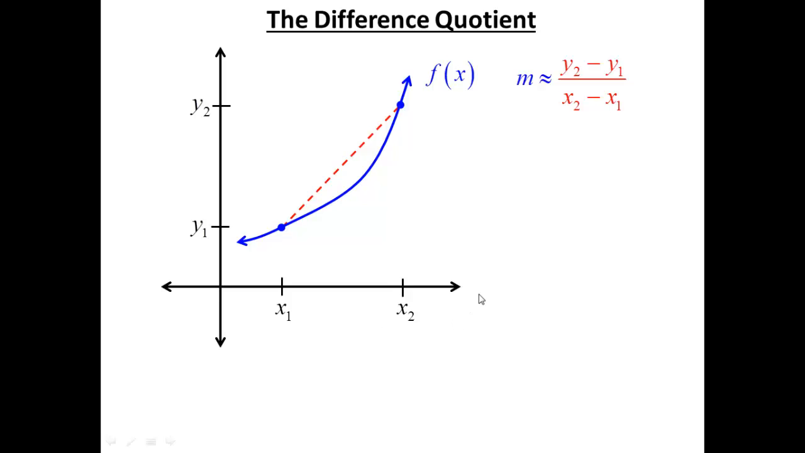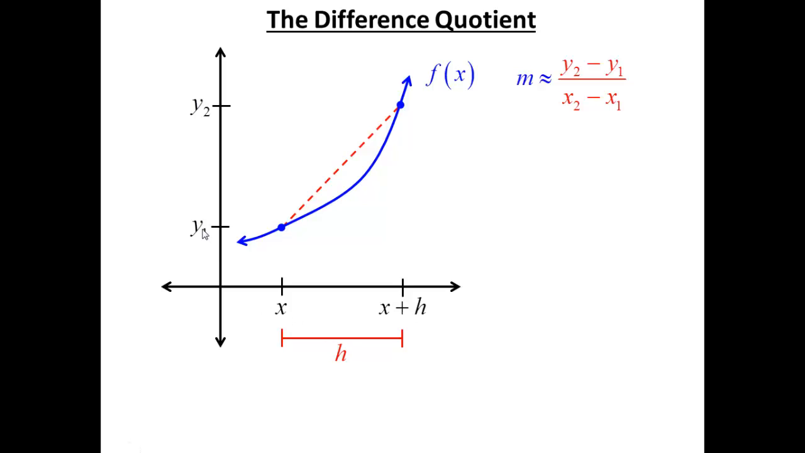And the way we're going to do that is, instead of saying x1 and x2, I'm going to define the distance between the x values just to be h. H represents the distance between the x values. So if I call x1 x, that means x2 is really just x plus h. So instead of writing x2, I'm going to write x plus h.